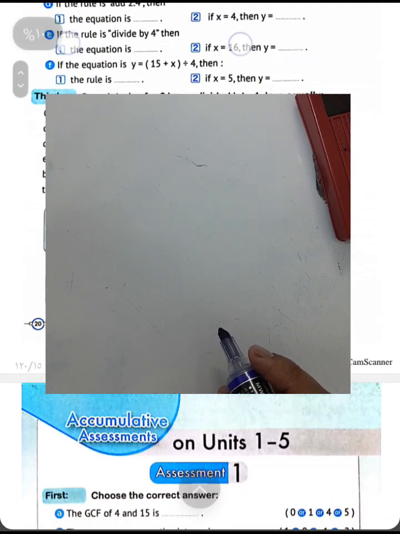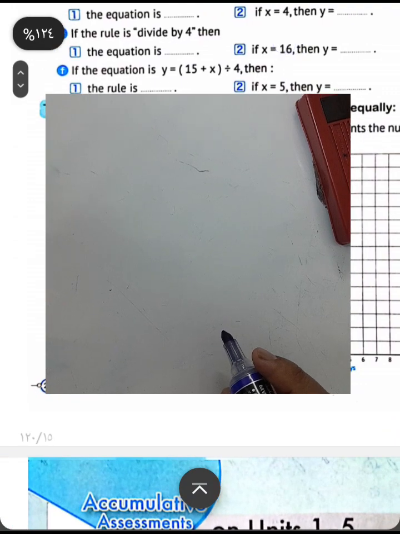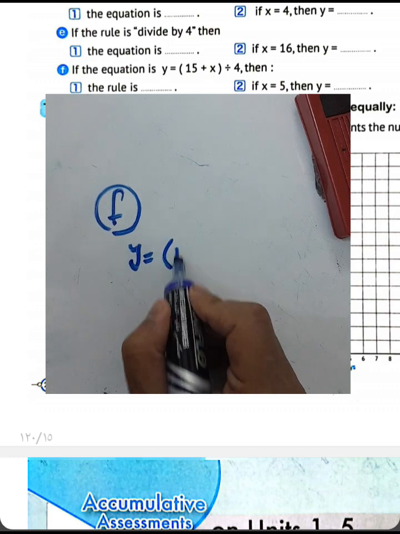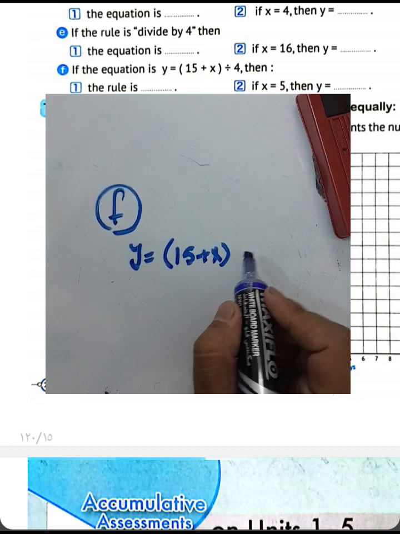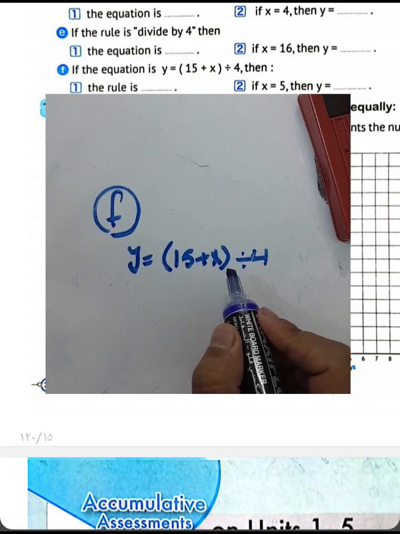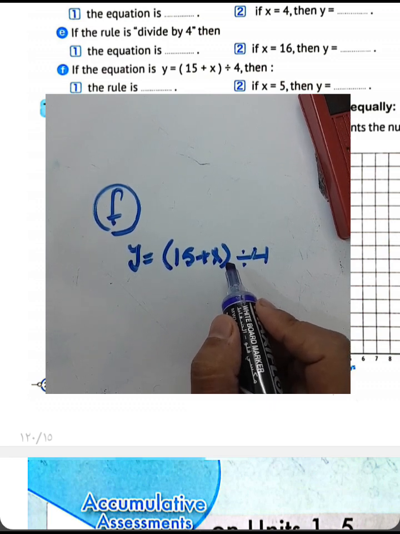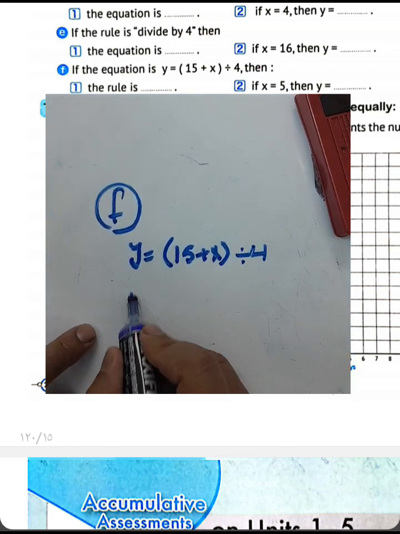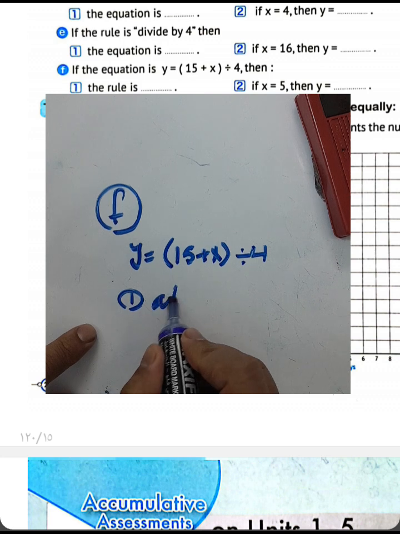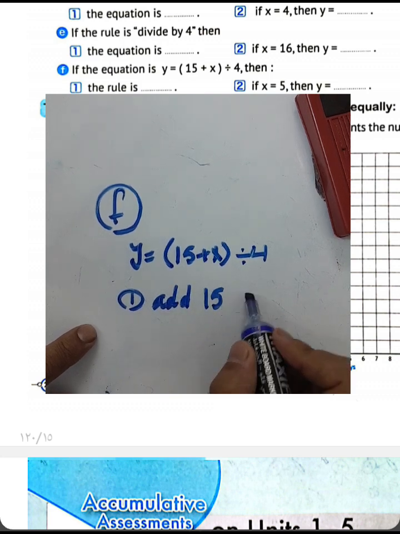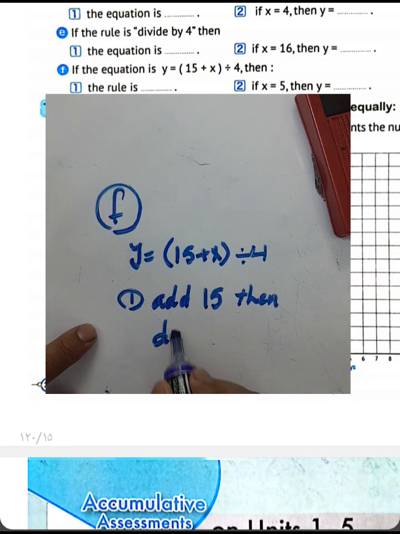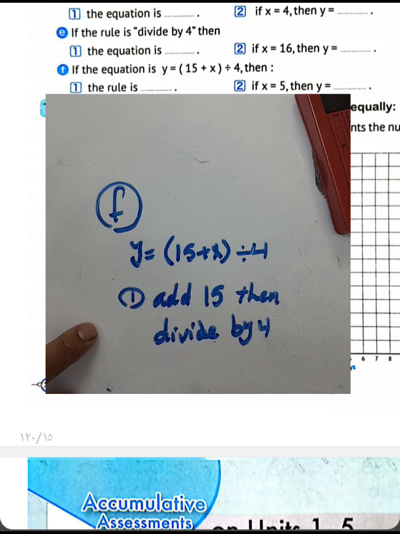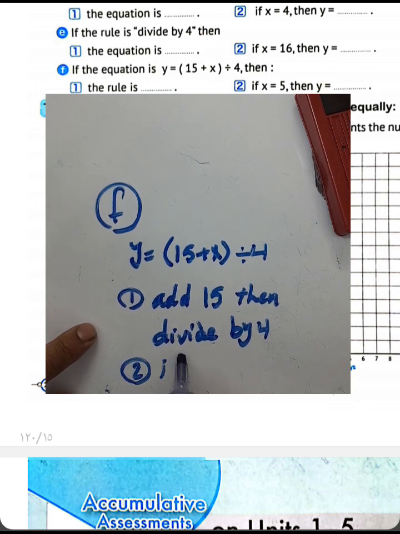Question, letter F. Is the equation y equals (15 plus x) divided by 4? You want to find the rule. We can write: add 15, then divide by 4. The rule here is add 15, then divide by 4.